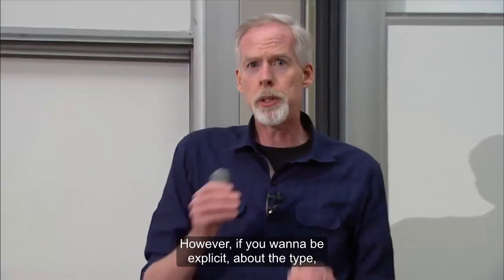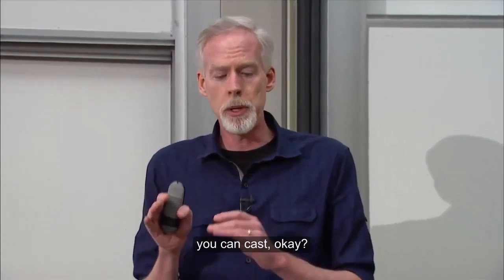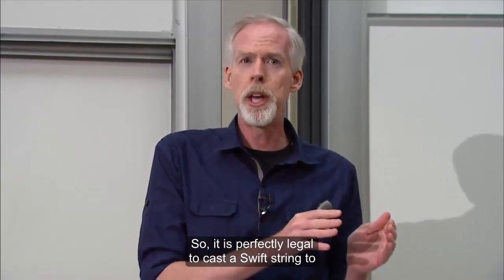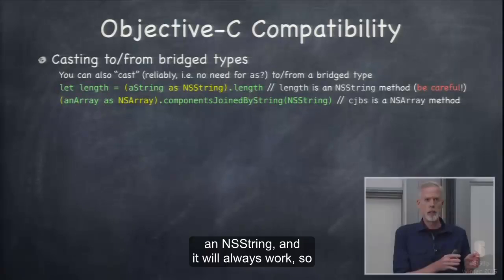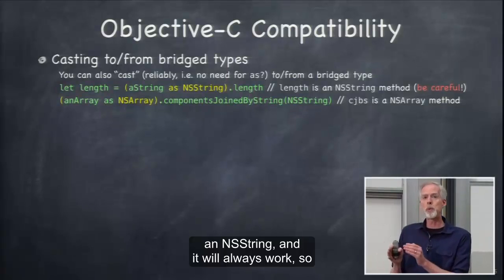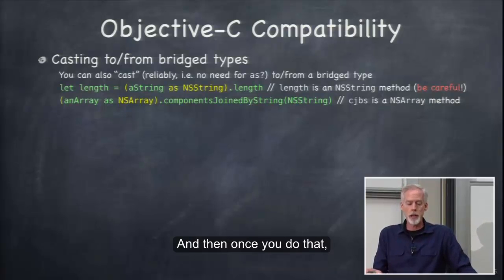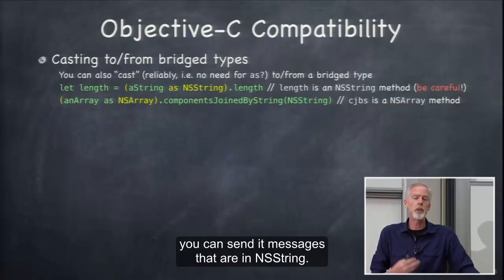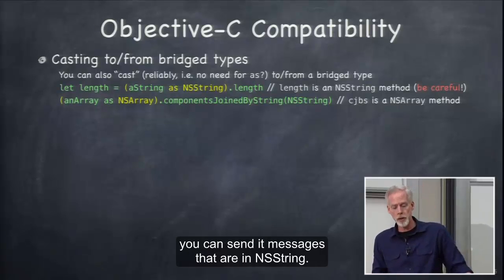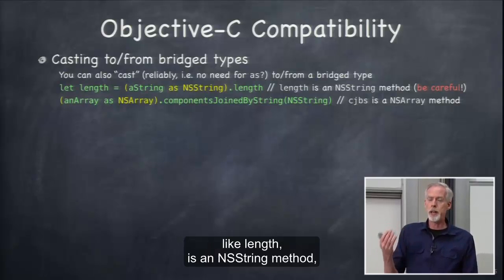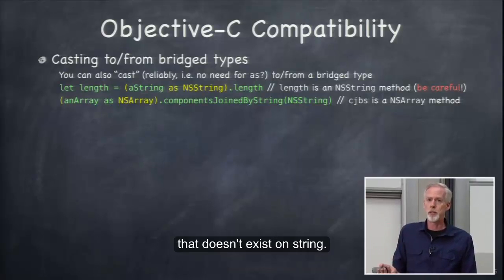However, if you want to be explicit about the type, you can cast. Okay, so it is perfectly legal to cast a Swift string to an NSString, and it will always work, so you don't need as question mark. Okay, it's a 100% guaranteed cast. And then once you do that, you have an NSString instead of a String, and so you can send it messages that are in NSString. Although you want to be careful with some of them, like length is an NSString method. That doesn't exist on String.